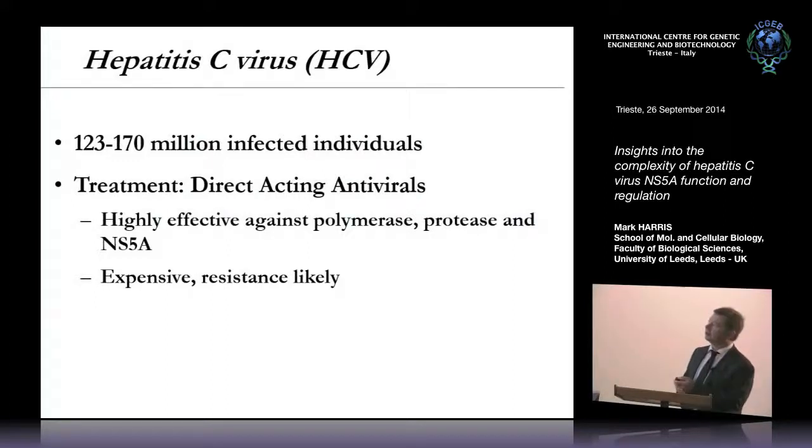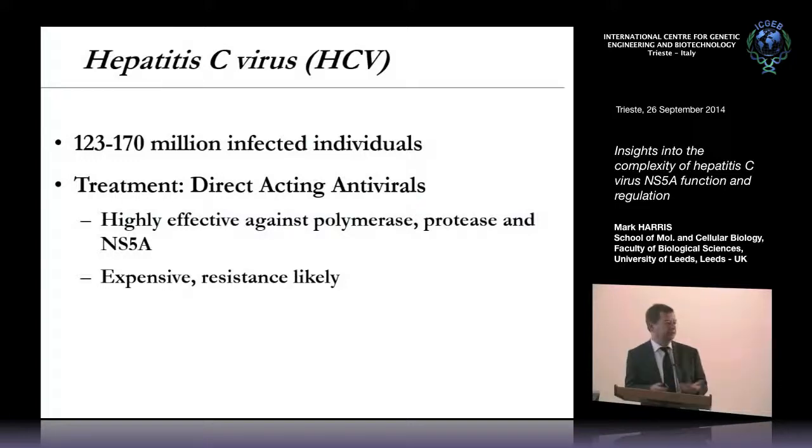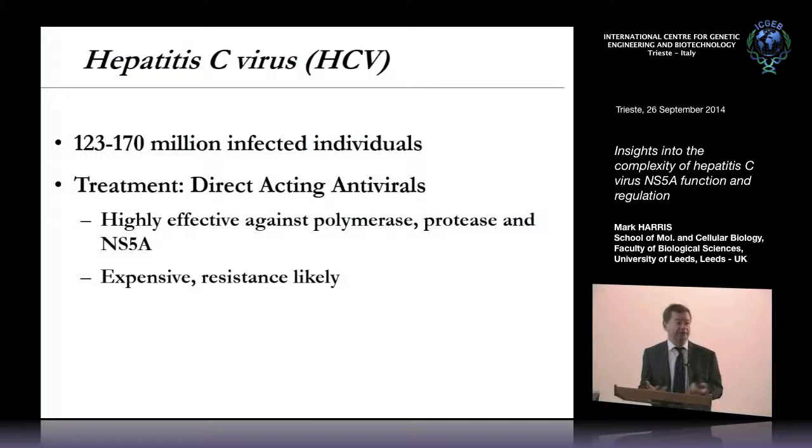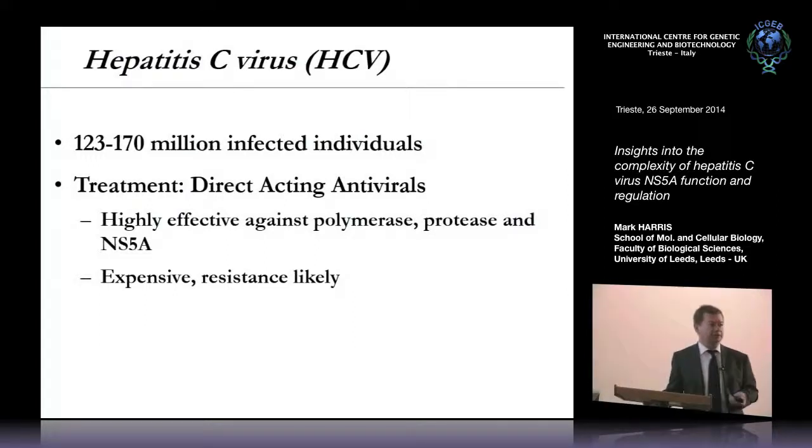And we now have a number of direct-acting antivirals, and hep C is now beginning to look a bit like HIV in terms of the therapeutic options that we have. These are highly effective small molecule inhibitors of the polymerase, of the protease, and also of NS5A, interestingly. And these are being used now in clinics across the world. However, they're very expensive. It's been estimated a course of therapy costs about $80,000 at the moment, so you can imagine that's prohibitively expensive for most of the world.